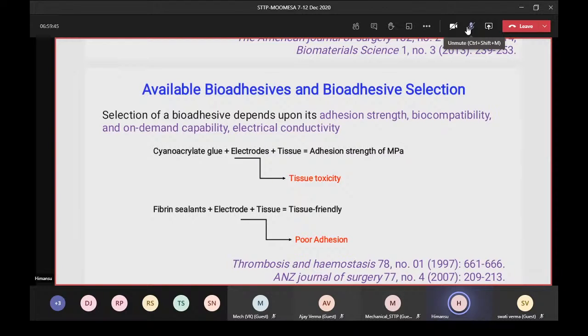So fibrin sealant can also adhere the electrodes and the tissue, and one good thing about it is that it is tissue friendly, but the only problem is poor adhesion. So there are two limitations: one is tissue toxicity, another is poor adhesion. We need to overcome these, and at the same time restore the original properties, like the adhesion strength in megapascals and also being tissue friendly.